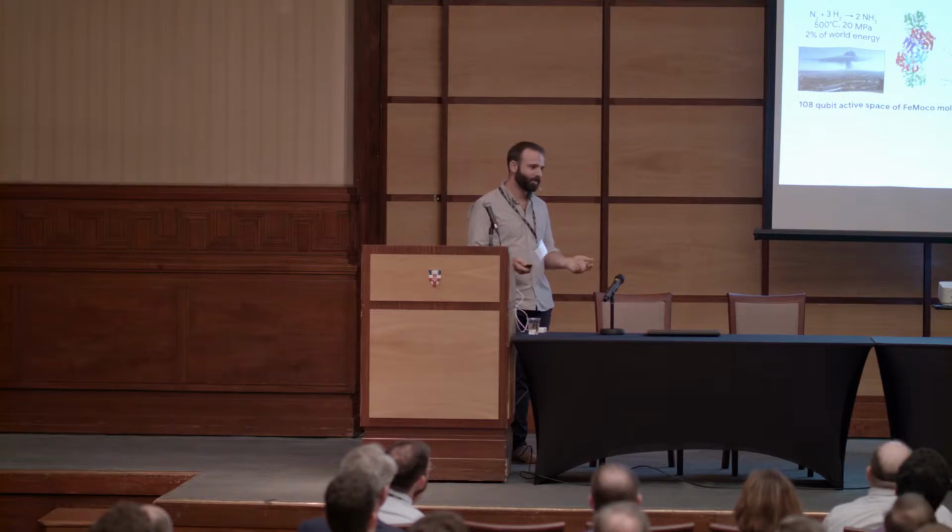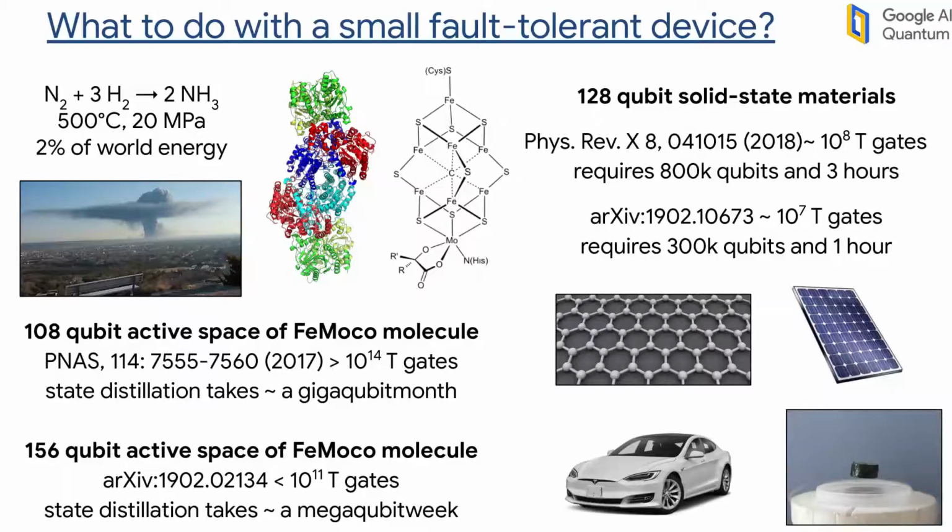So the first paper in our field that looked at that was from Microsoft, and they looked at this 108 qubit active space that studies the crucial part of the chemistry there. Unfortunately, that work concluded, they tried to optimize things as far as they could. They found that something like 10 to the 14 T-gates at least would be required. And on the topological platform that Microsoft had in mind, that turned out to be somewhat reasonable numbers.